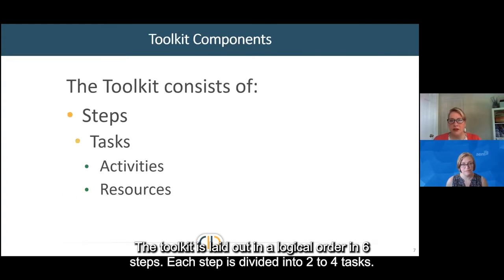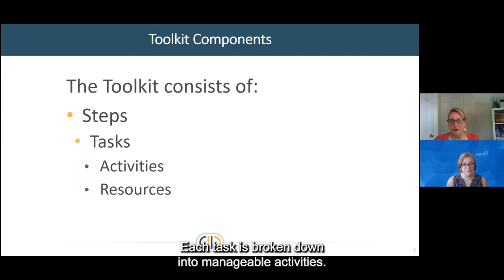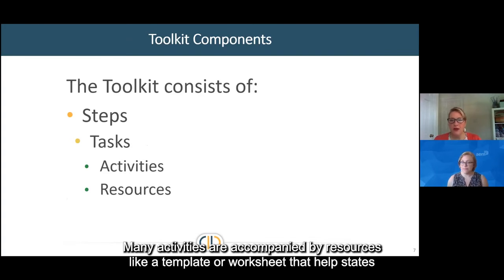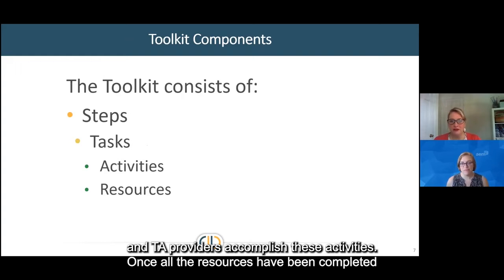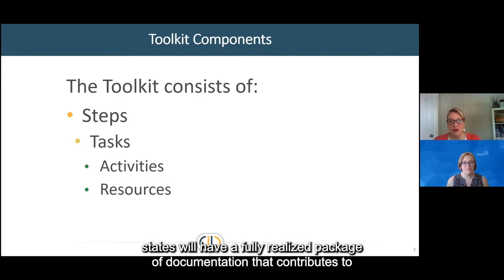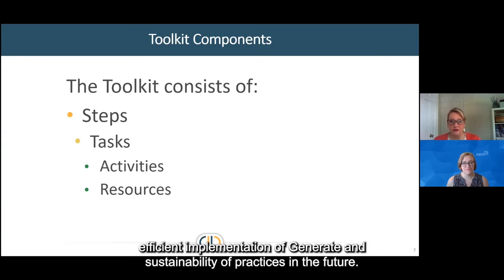The toolkit is laid out in a logical order, in 6 steps. Each step is divided into 2 to 4 tasks. Each task is broken down into manageable activities. Many activities are accompanied by resources like a template or worksheet that help states and TA providers accomplish these activities. Once all the resources have been completed, states will have a fully realized package of documentation that contributes to efficient implementation of Generate and sustainability of practices in the future.